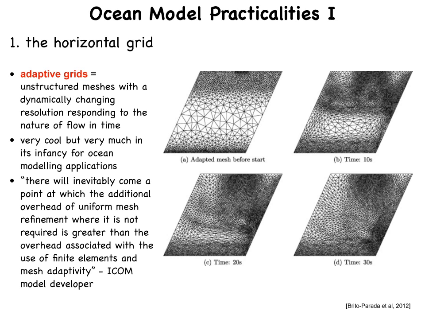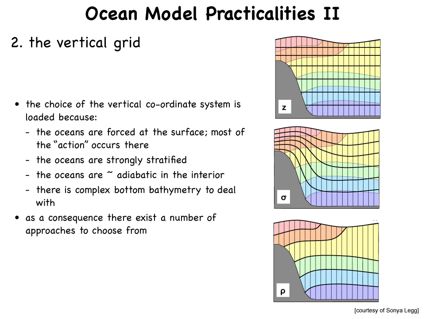Although I like this quote: there will inevitably come a point at which the additional overhead of uniform mesh refinement everywhere, even where you don't need it, is greater than that associated with finite elements and mesh adaptivity. So maybe in the future. Okay, so that's the horizontal grid.